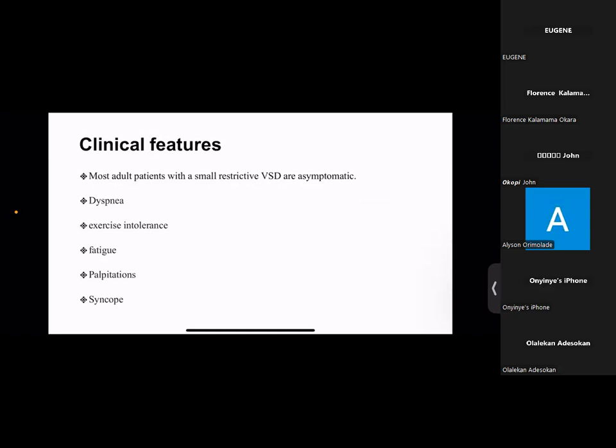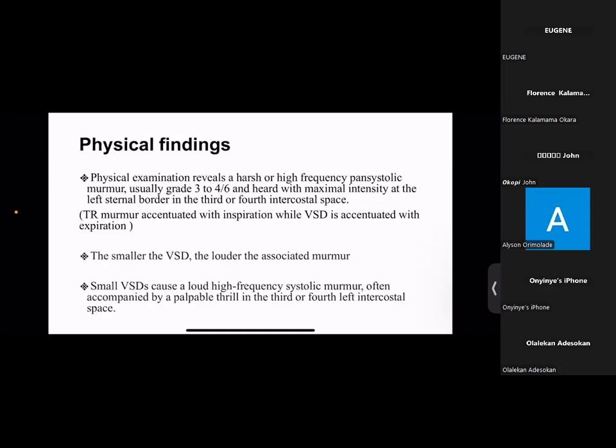Clinical features: most times, if they are small, patients are asymptomatic, but they may develop heart failure symptoms, could have arrhythmias, and have palpitations. Physical examination actually reveals a harsh, high frequency, pansystolic murmur, about grade 3 to grade 4, with maximal intensity at the left sternal border between the third and fourth intercostal space.